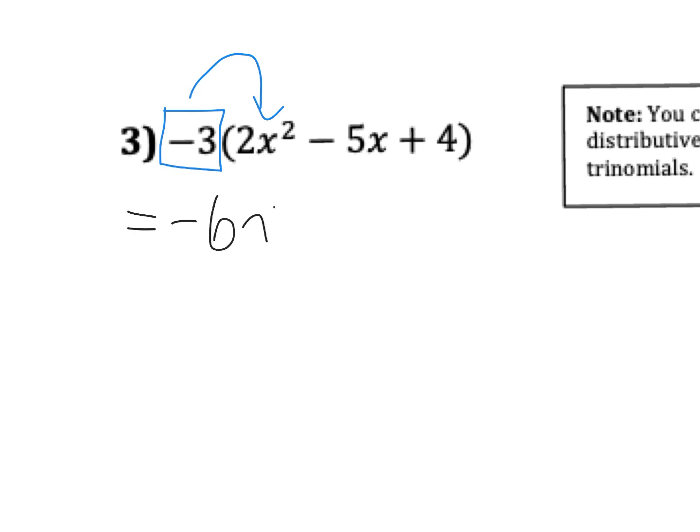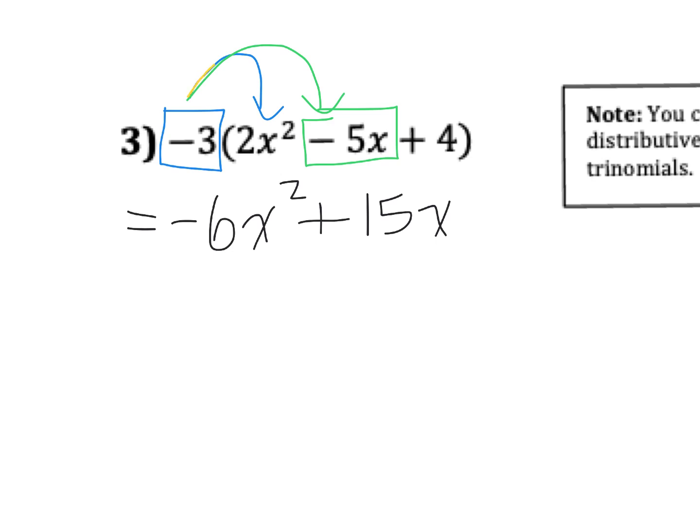And then I add on my x squared. I then do the next term. I'm doing negative 3 times negative 5x. So I know that a negative times a negative is a positive. I know that 3 times 5 is 15. And there's no variable on 3, so I can just add on my variable of x.